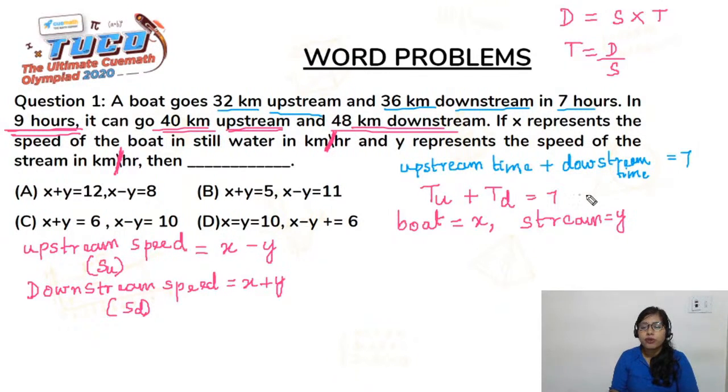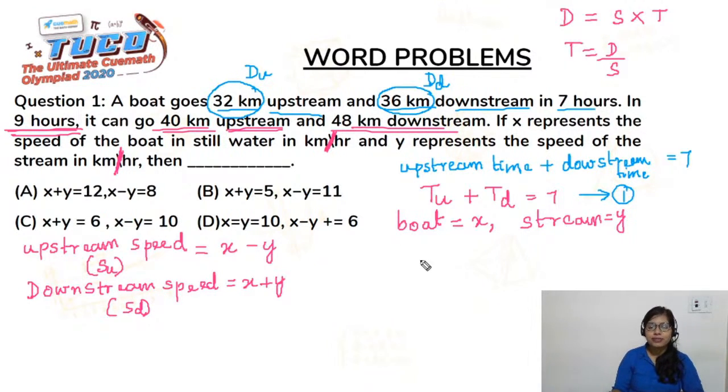Now we already have our equation 1, which says that the upstream time plus the downstream time is equal to 7, right? So how do we write the expression for upstream time? We already have the upstream speed with us, and we also have the upstream distance. So the upstream distance I would represent with du, and the downstream distance with dd. So we have all three quantities with us. All we have to do is frame expressions now. So the first expression would become du divided by su plus dd divided by sd is equal to 7.